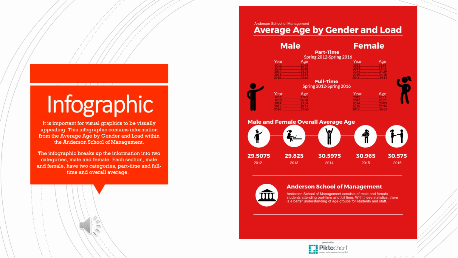And as I go through, there's two sections. It's broken up into male and female, and there's two subcategories, which are part-time and full-time. And the numbers you see in here are just the numbers that have been presented in other graphs. And at the bottom, it's just a fun little timeline for our overall average age for male and female. And then, as you see at the very bottom, there's just a little tidbit of information from the Anderson School of Management. So this sums up my infographic, and I hope you guys like it. Thanks.